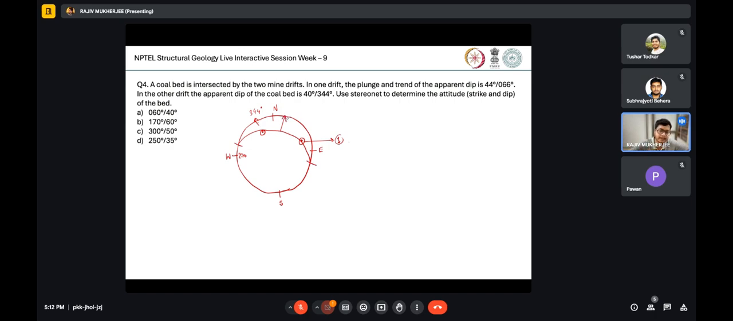So which of the strikes are matching? 060 definitely not matching. This end is not 060. It is beyond 90 degrees, right? 300. So this is not exactly. Option C is correct. So this is 300, and since this is 300 and we are having apparent dips of 44 degrees and 40 degrees, the true dip will always be greater than the apparent dip, right?